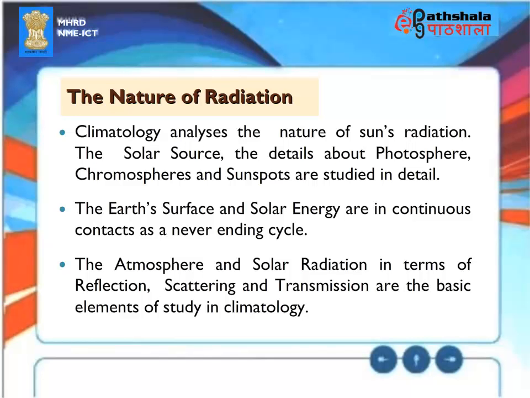The nature of radiation. Climatology analyzes the nature of the sun's radiation and the solar source. The details about photosphere, chromosphere, and sunspots are studied in detail. The Earth's surface and solar energy are in continuous contact as a never-ending cycle. The atmosphere and solar radiation, in terms of reflection, scattering, and transmission, are the basic elements of study in climatology.